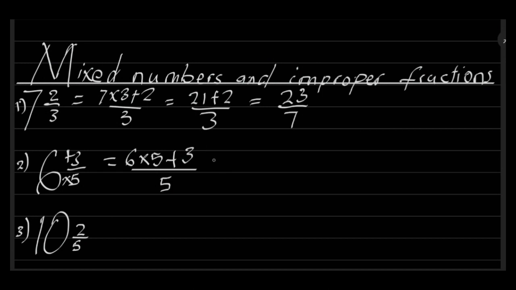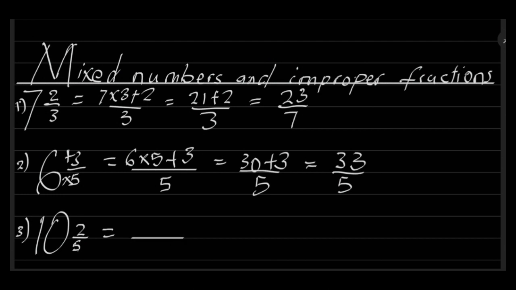Sorry, that was supposed to be 3. So that will give us 6 times 5, which is 30 plus 3 all over 5. And our final answer would be 33 over 5. Then we do the same for this. Let's try and see if we could do it straight away.